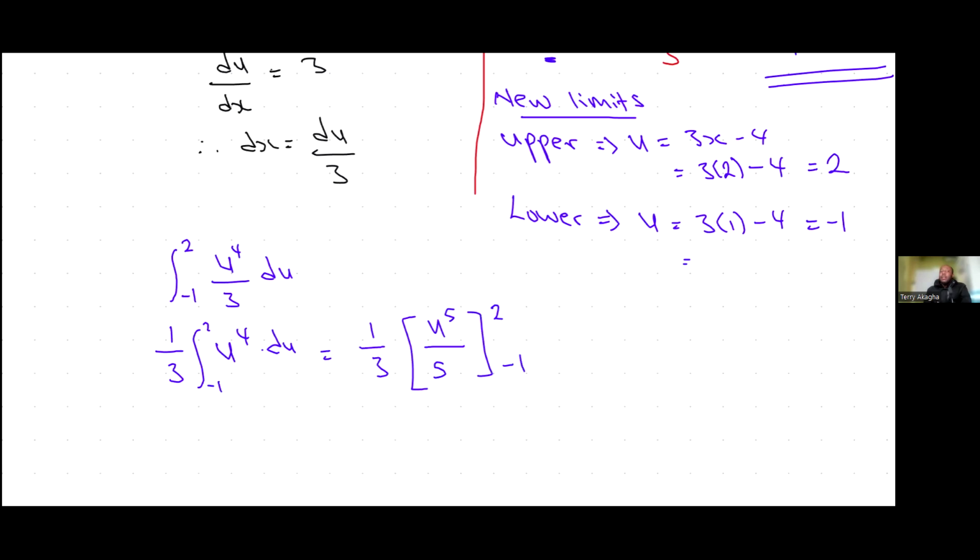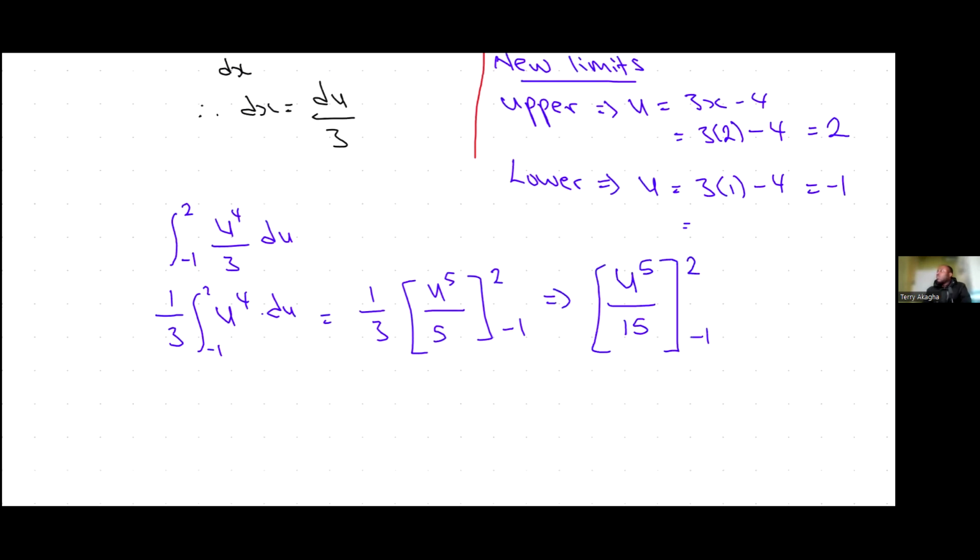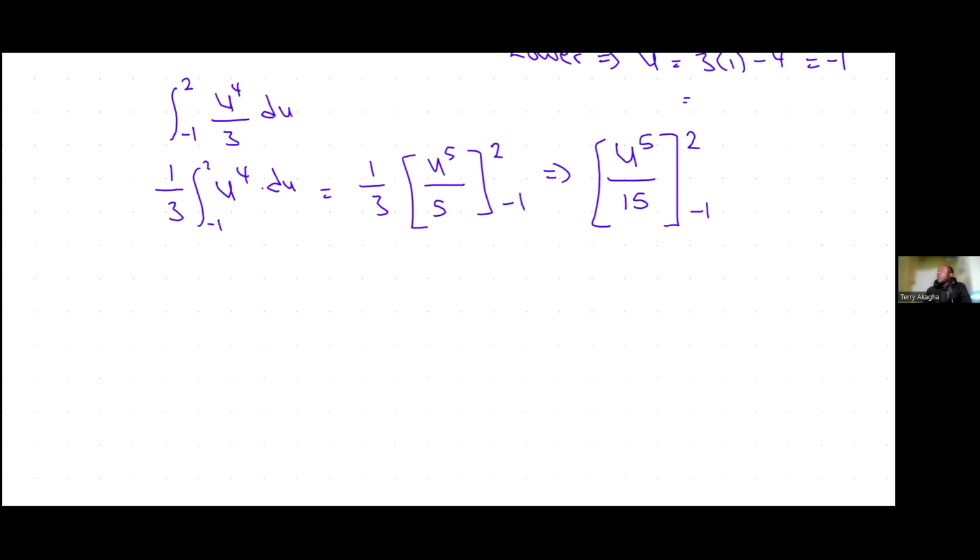Okay, we know the value of the upper limit, 2, and the lower limit, minus 1. So you can also do it in this way. You can also open the bracket to make it easier for you. You can say this is the same thing as saying u raised to the power 5 divided by 15, between 2 and minus 1. So we substitute the upper limit, minus, we substitute the lower limit.